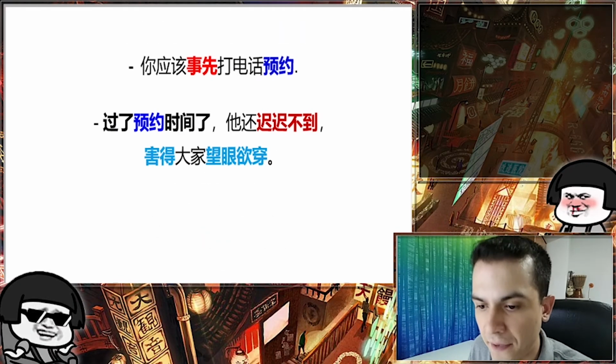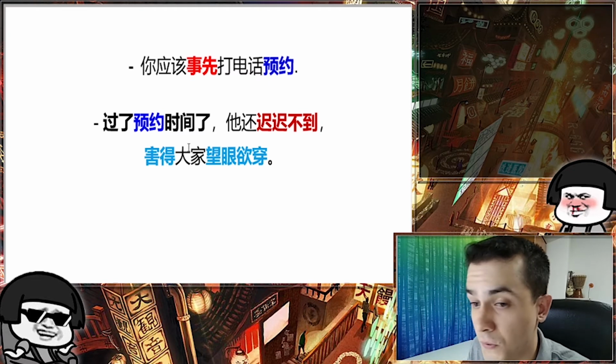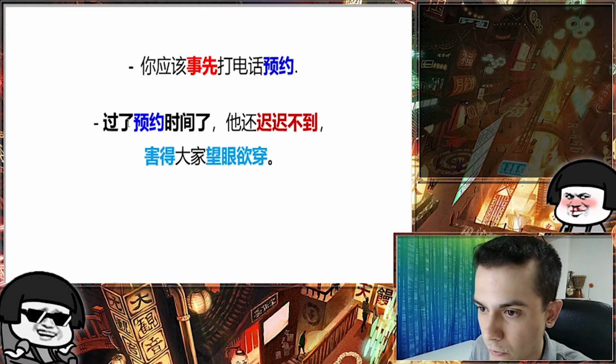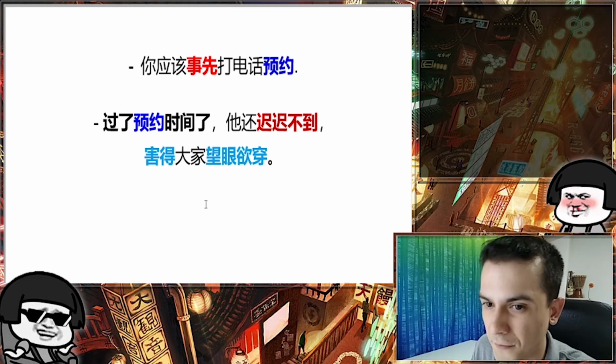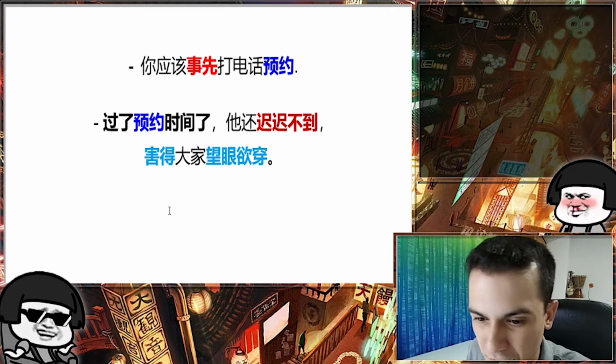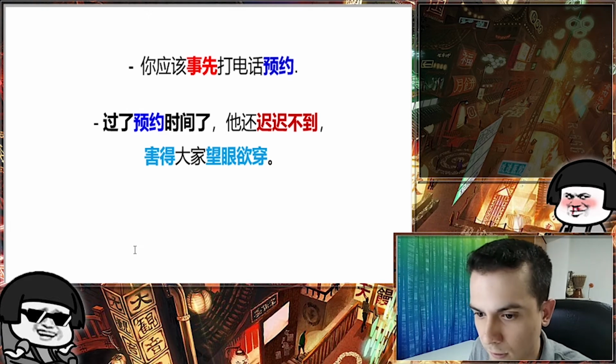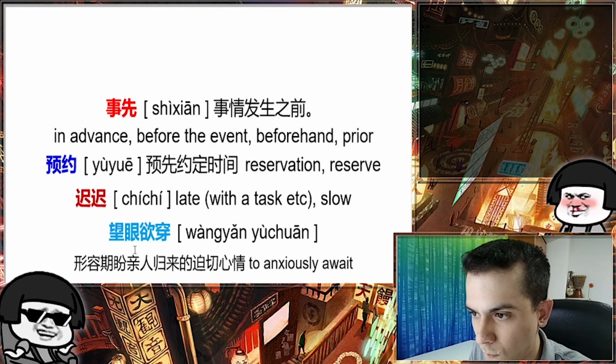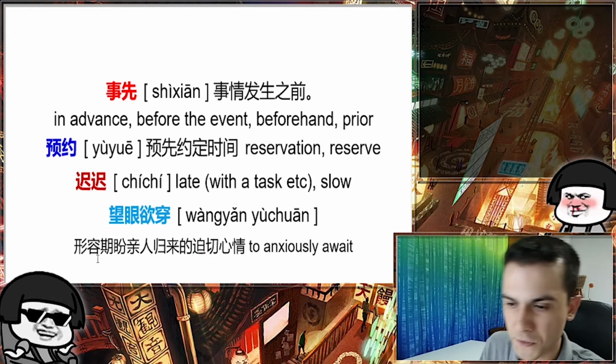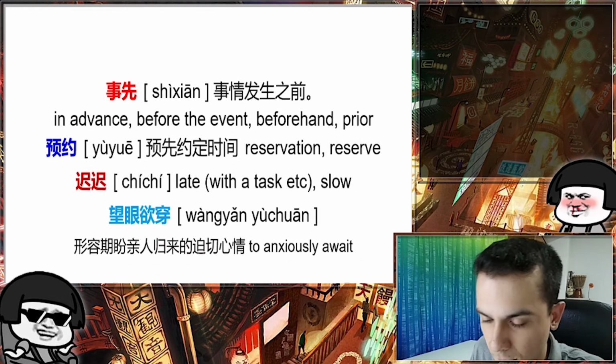Alright, so what do we have now? We have quite a few new words here. We have 1, 2, 3, 4, 5. We have actually 5 new words we're going to be looking at. So let's take a look. Alright, here we have the definitions of the new words.